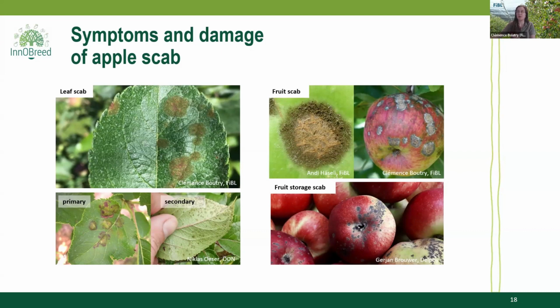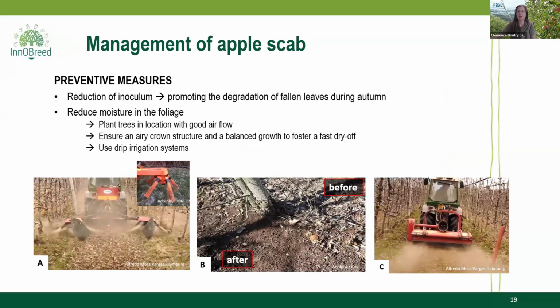And then you have fruit scab. Of course, I put in an inserted picture with a very severe infection. Usually you wouldn't see this in a commercial apple orchard. And then you can also have fruit storage scab. So the scab infection would still happen in the field, but then after storage, you can have more of the symptoms on the fruit. So what can you do against apple scab? You have preventive measures, two important ones. One is to reduce the inoculum, the starting inoculum of the pathogen.